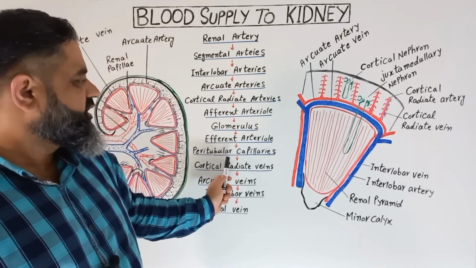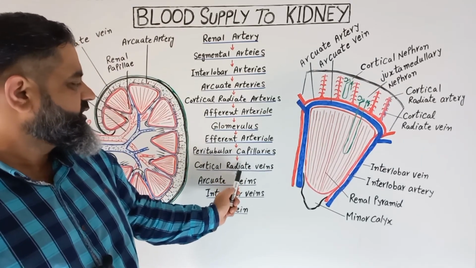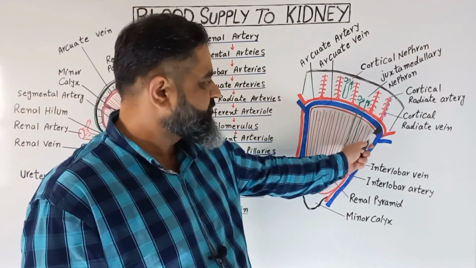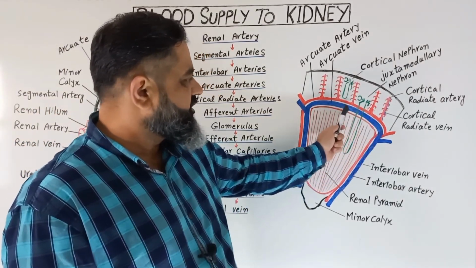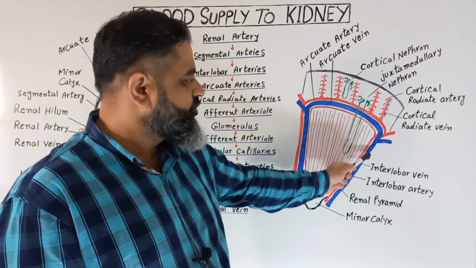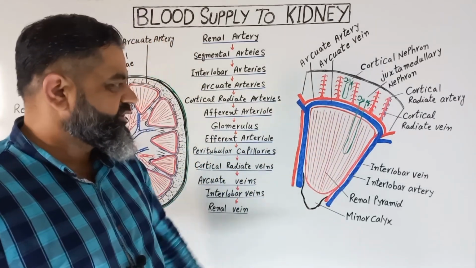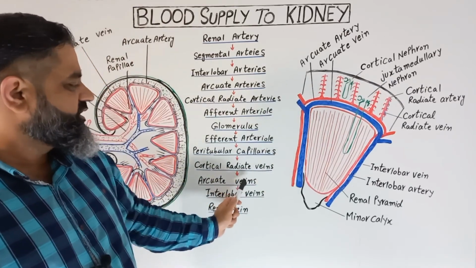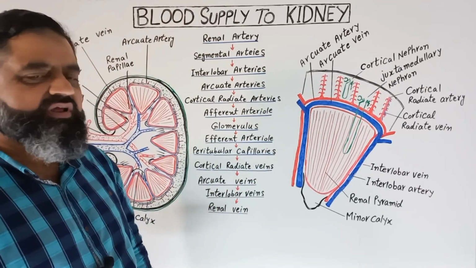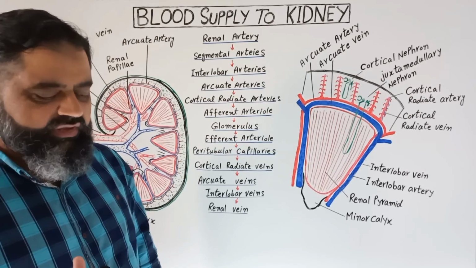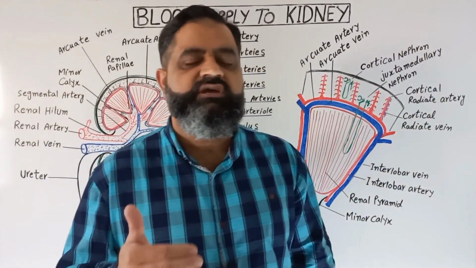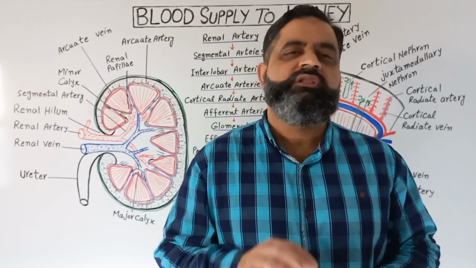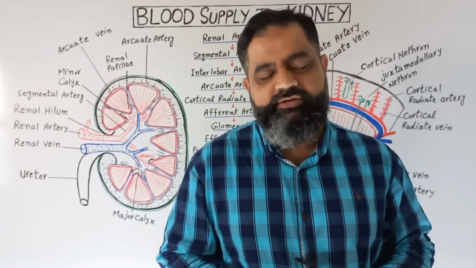This cortical radiate vein collects blood and pours into arcuate vein. As you can see right over here, this is arcuate vein, which leads into interlobular vein. As you can see right over here and right over here, interlobular veins join together to form a renal vein, and renal vein takes this blood and exits the kidney and moves blood towards the body, and this way the blood circulation has completed in the kidney.